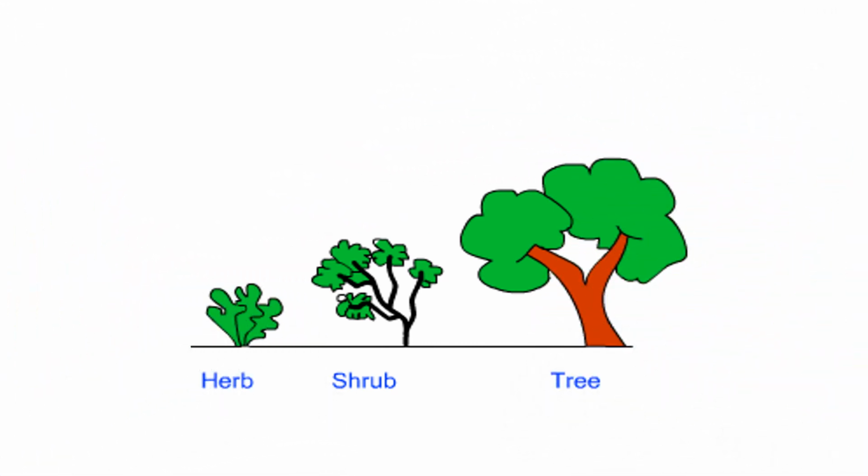See now the difference between all of these, like herbs, shrubs and tree. So you can see the herb, it is smaller in size. It doesn't have branches. Shrub, comparatively, it has hard stem in comparison to herbs, but softer than tree. And tree, it is bigger in size than both herbs and shrubs.